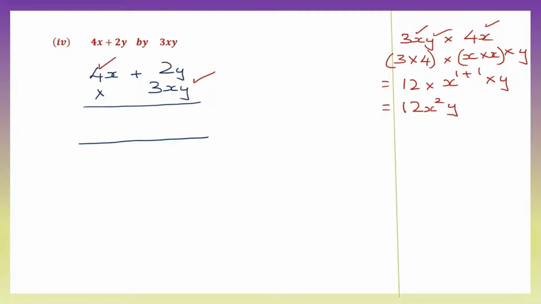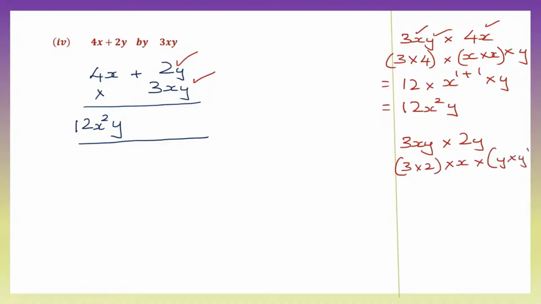So we've got 12x square y here. Now let's go on to 3xy into 2y. So 3xy into 2y. Take the numbers 3 into 2. The letters is only 1x into, there are 2 y's, y into y. So 3 2's are 6 into x into y to the power of 1 plus 1. So that makes it 6xy square. So let's write that down. The sign is plus 6xy square. So the answer is 12x square y plus 6xy square.